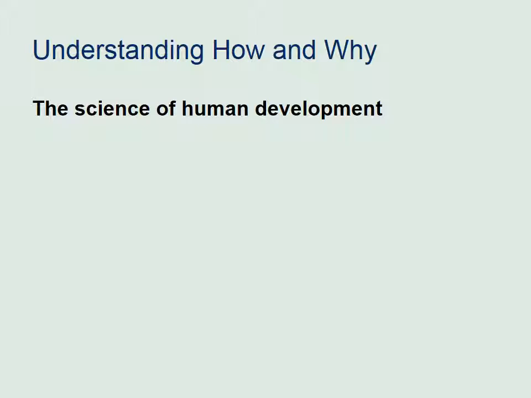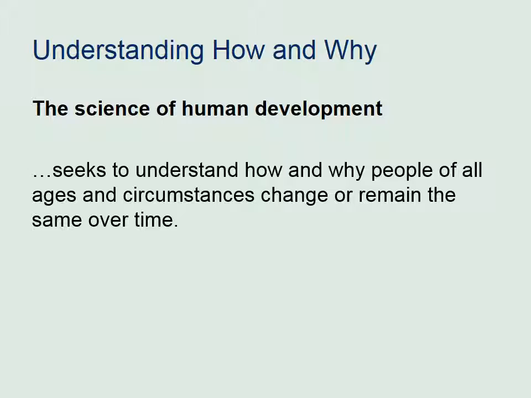Let's start out by talking a little bit about the science of human development. Well, human development and psychology development is actually a science. It's multidisciplinary, it leads to practical applications, and it's based on objective evidence. So what are we doing? Well, we're seeking to understand how and why people of all ages and circumstances change or remain the same over time.